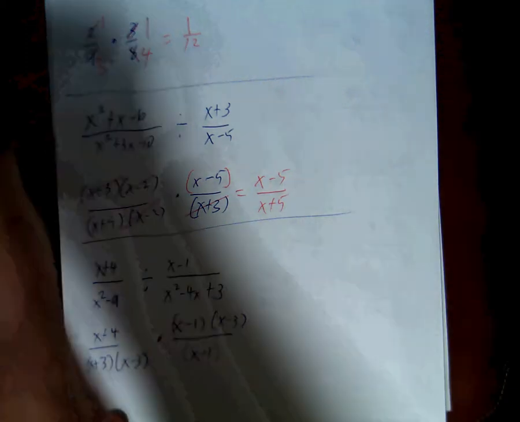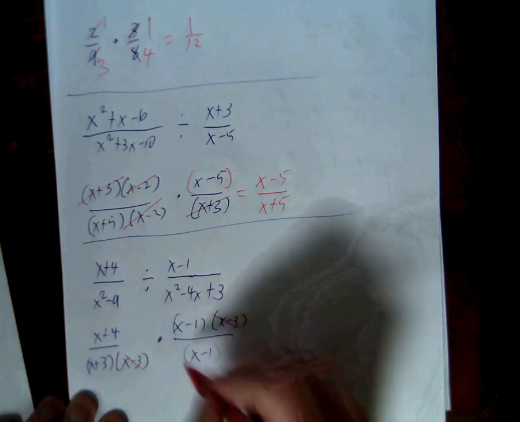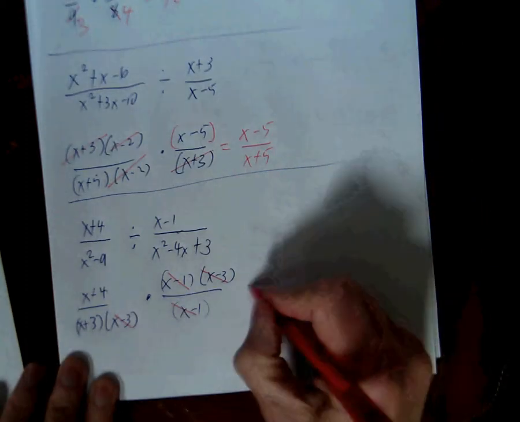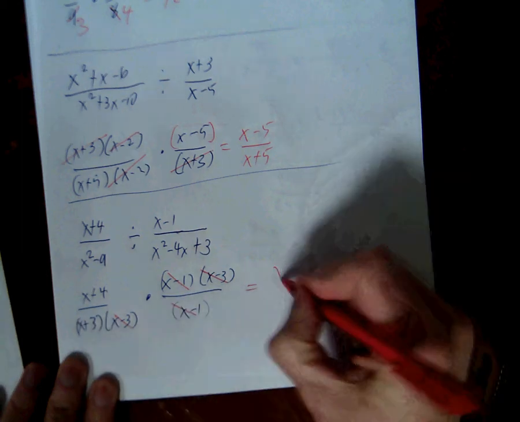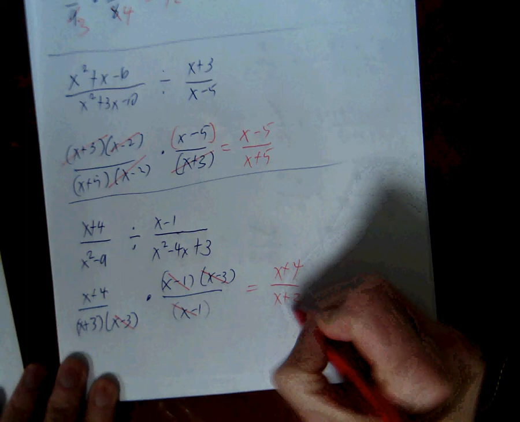Keep that in parentheses. So this x minus 3 cancels this x minus 3, this x minus 1 cancels that x minus 1. And the only thing I have left on top is x plus 4, and the only thing I have left on the bottom is the x plus 3. And we've got our answer.